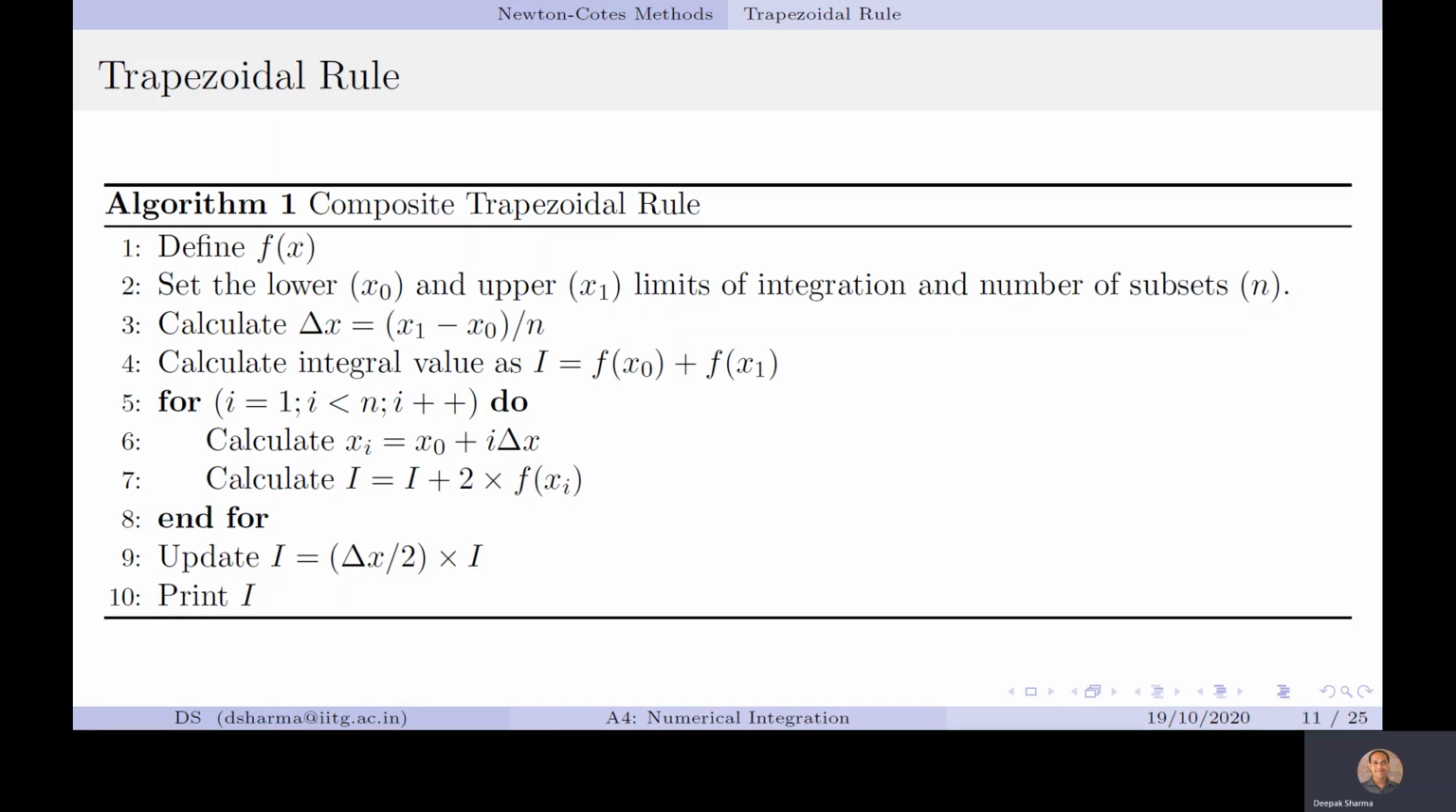Now here it is important to note that if we are given 2 or 3 functions, in that case we don't have to write different code for those functions. What we can do here is, only at step 1, change the function from function 1 to function 2, and the rest of the algorithm will remain the same.